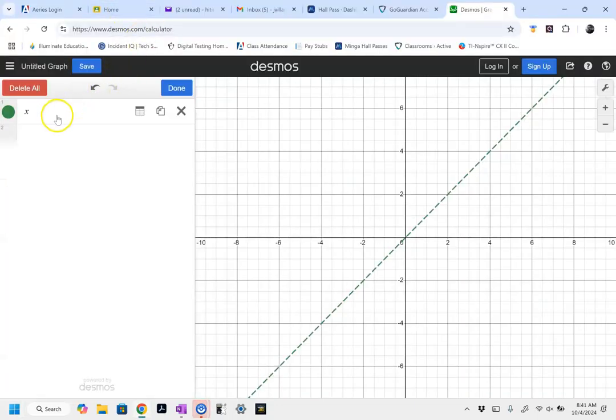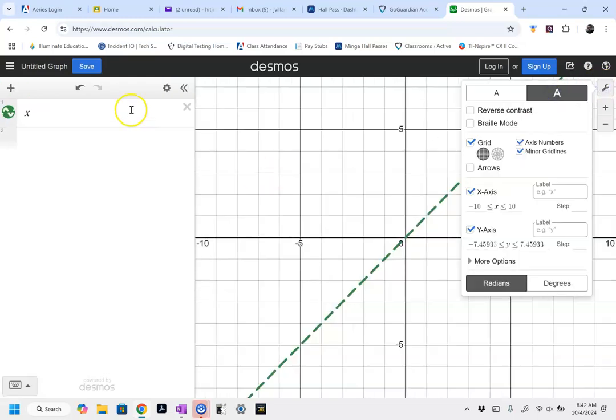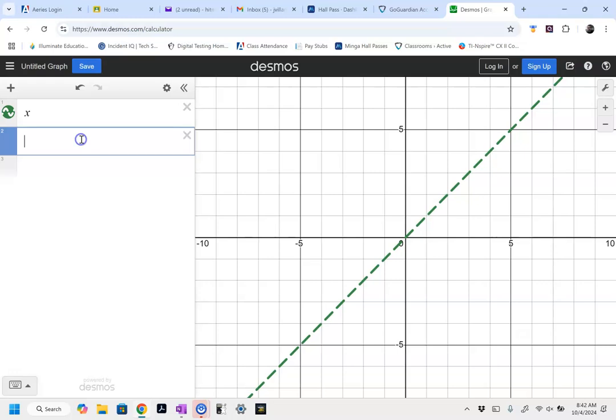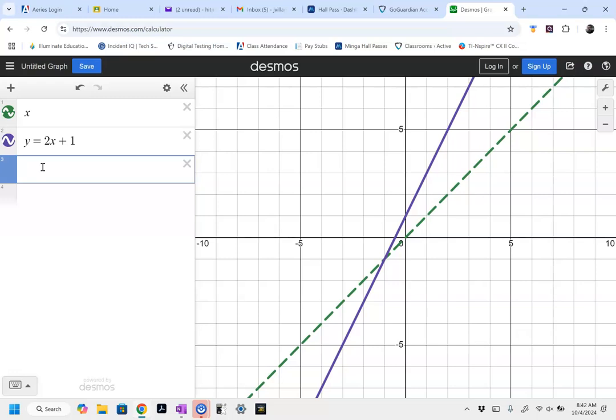So notice I already graphed the y equals x axis. I already graphed the part where it's doing a mirror image of itself. I'm just putting that there as a way for us to judge. Now, one of the equations was y equals 2x plus 1.